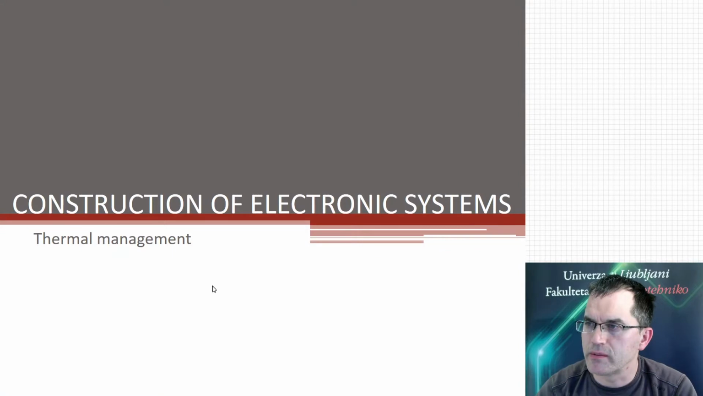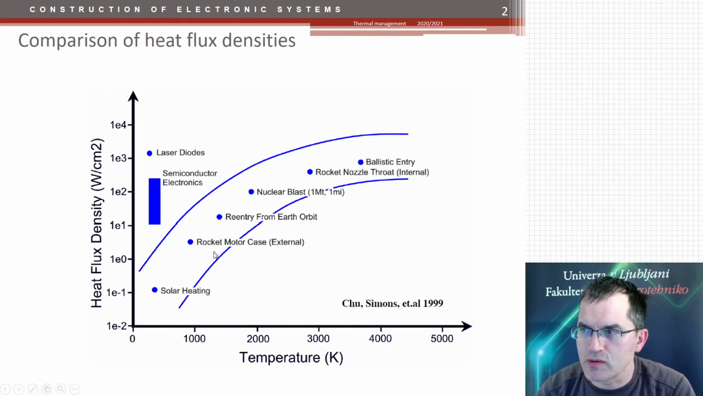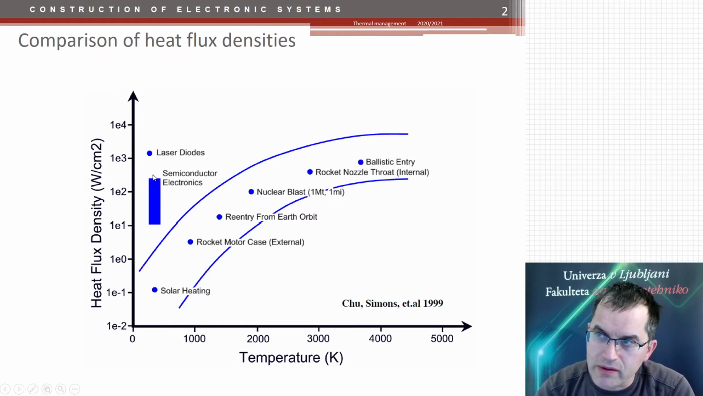All right, the thermal management. And here is a single graph that shows the temperature and the heat flux density in watts per square centimeter. And here you see the solar heating around 100 milliwatts per square centimeter. The sun radiates the Earth every day. And then the rocket motor case and the re-entry from Earth orbit, the nuclear blasts and such are really, really powerful, but they are comparable to the semiconductor electronics, as you see here.